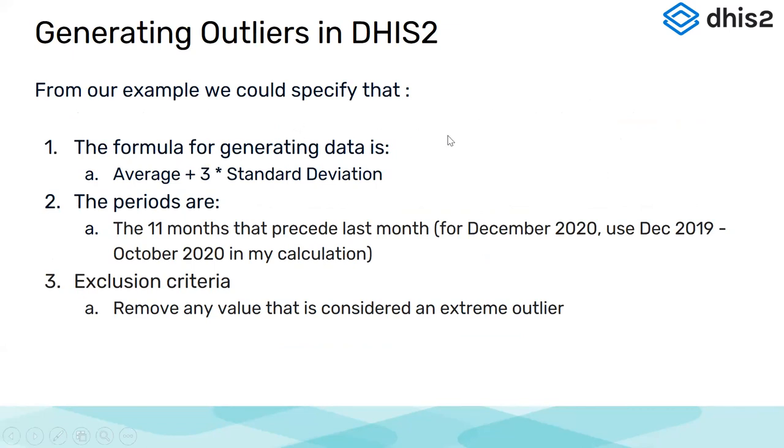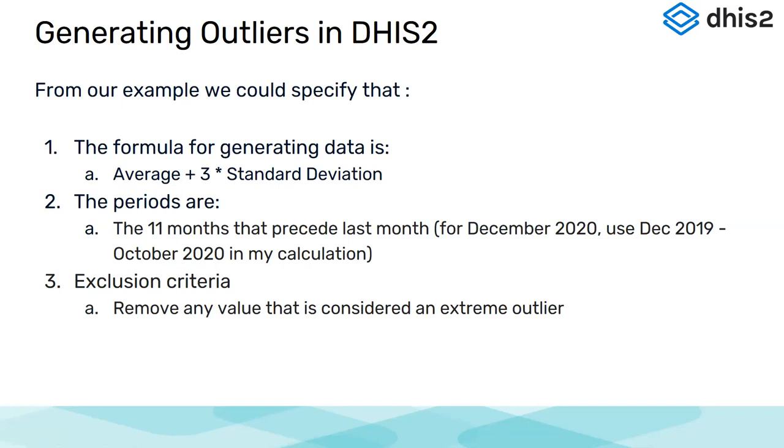As I explained to you, you will need to have a formula. For example, we could specify that the formula of generating data is average plus 3 times standard deviation. So you can make this formula and put it into the predictors. Secondly, you can specify the period against which you want this formula to run. You want it to run on data of which period? So you specify the period, like here we can say, the last 11 months that precede last month.